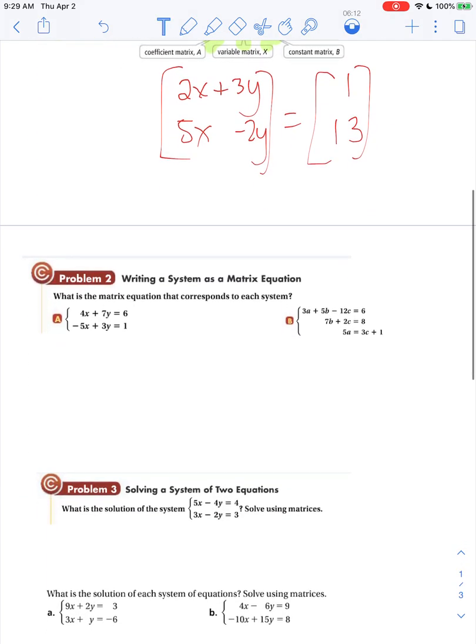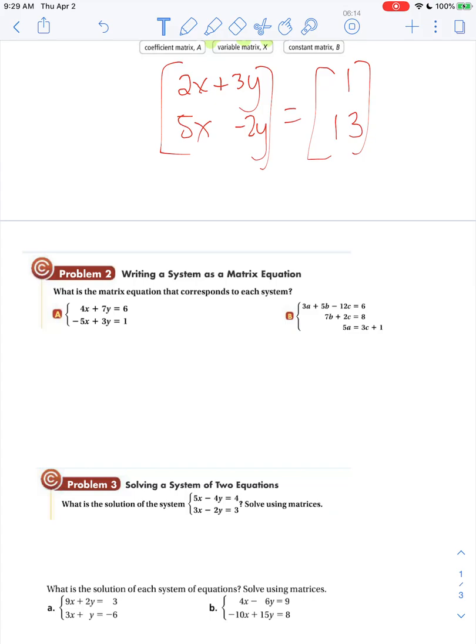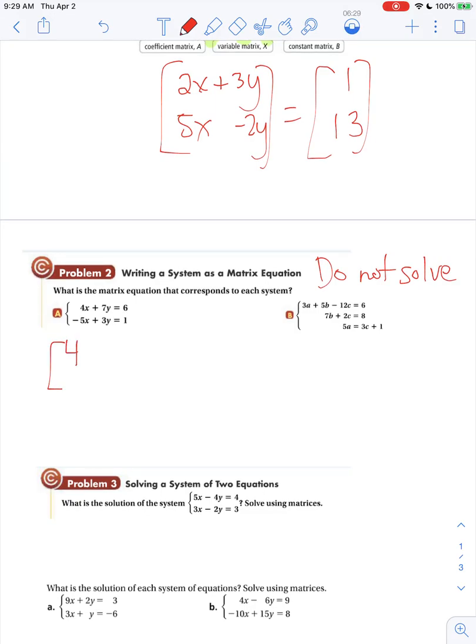So in problem 2, I'm not asking you to solve, okay? So this is do not solve. All I want you to do here is write the matrix equation. So here's the matrix equation, because I am going to ask you to do this on homeworks. So you list the coefficients, so 4, 7, negative 5, 3.